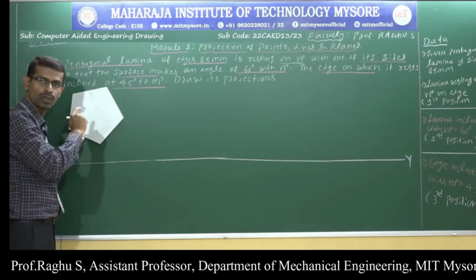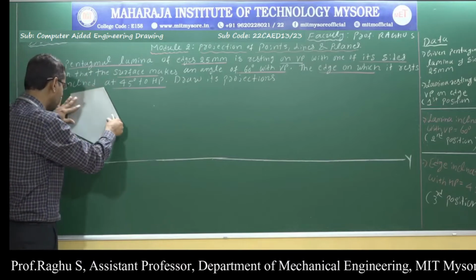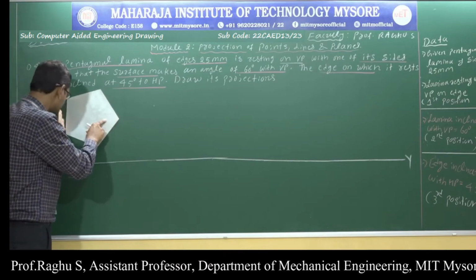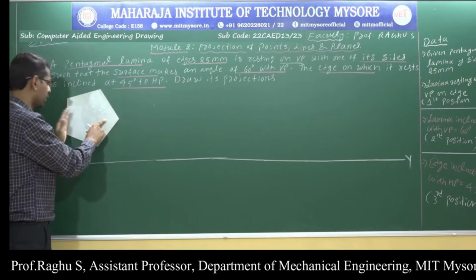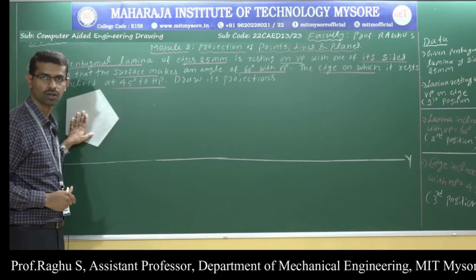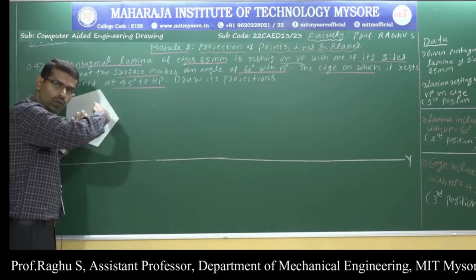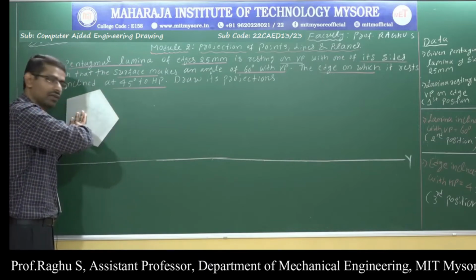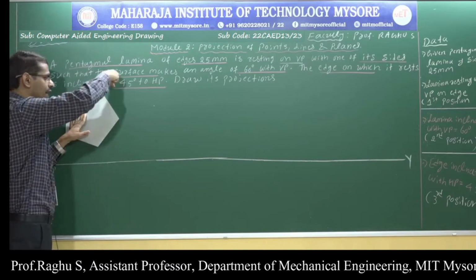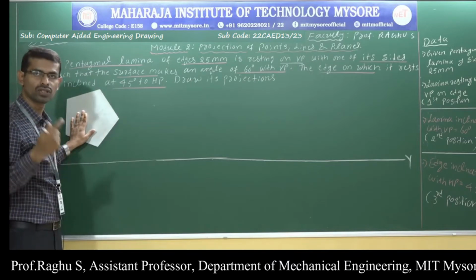Because the lamina is resting on VP. Therefore, first place the lamina completely on VP like this, such that the resting side should come towards your left side. Now construct the pentagonal lamina. So this is the front view. In the front view, I will see the entire lamina, that is called the true shape. In the top view, the lamina looks like a straight line.